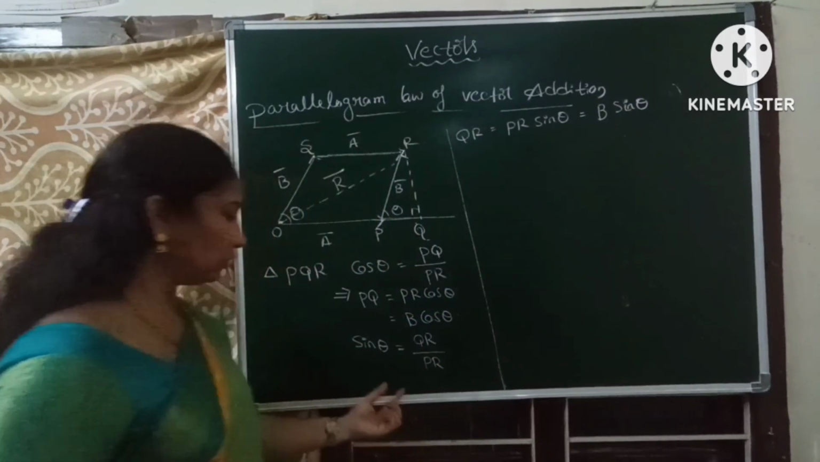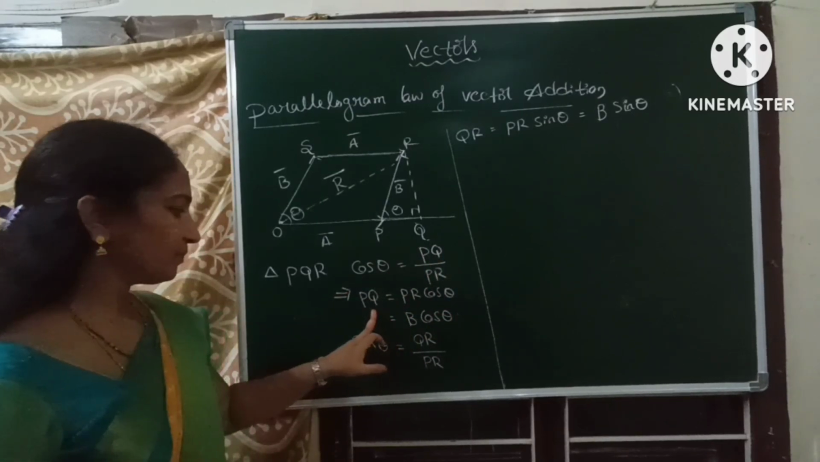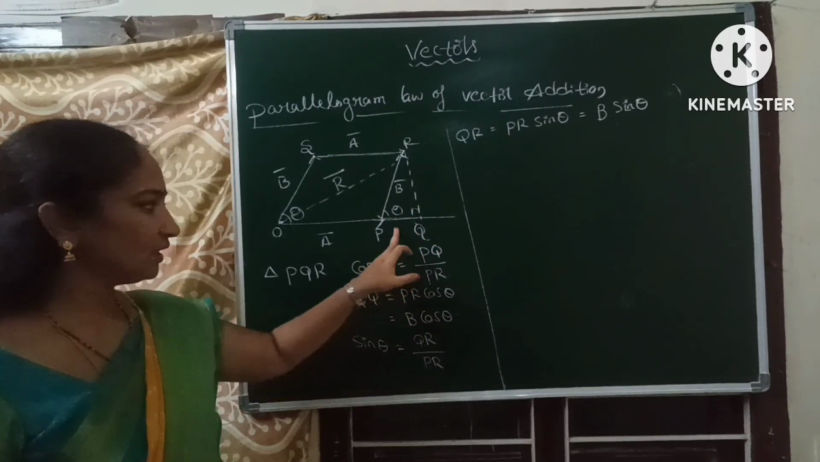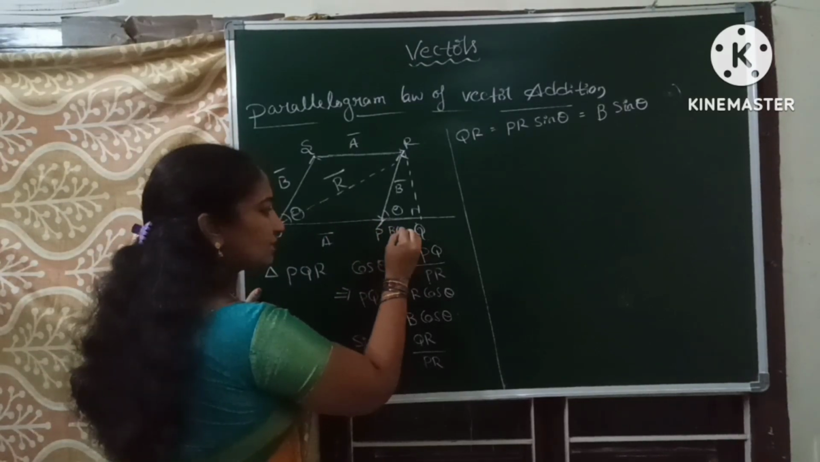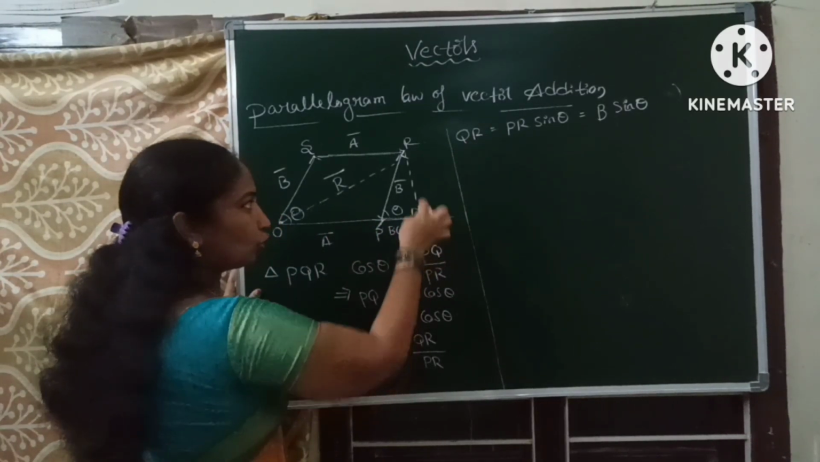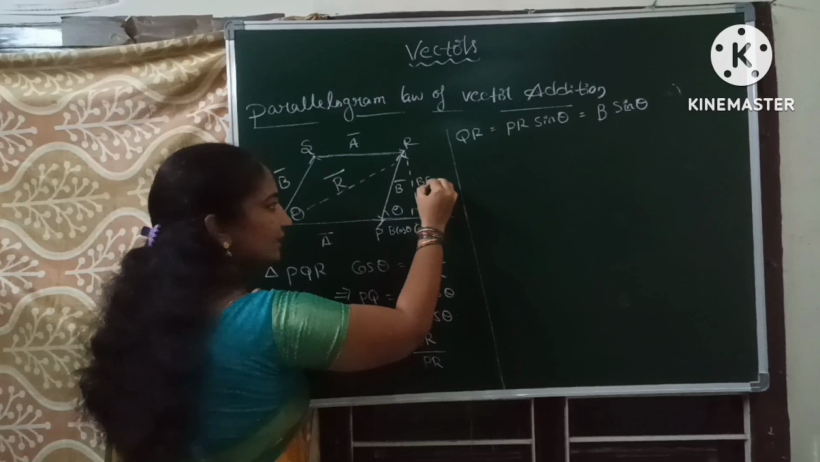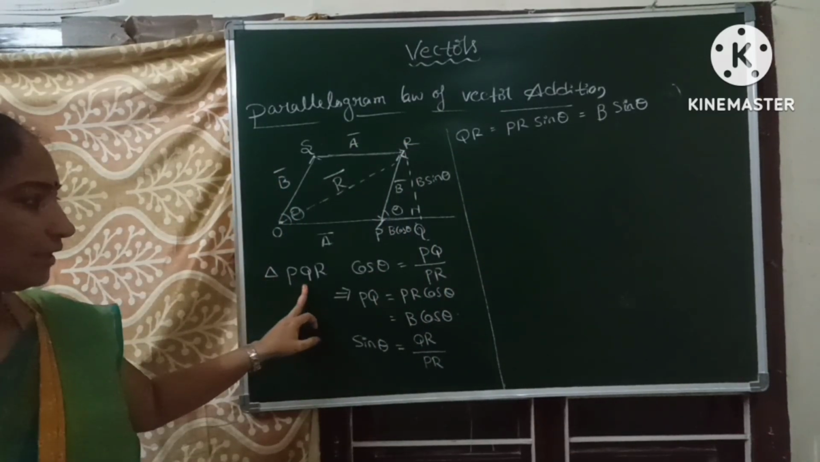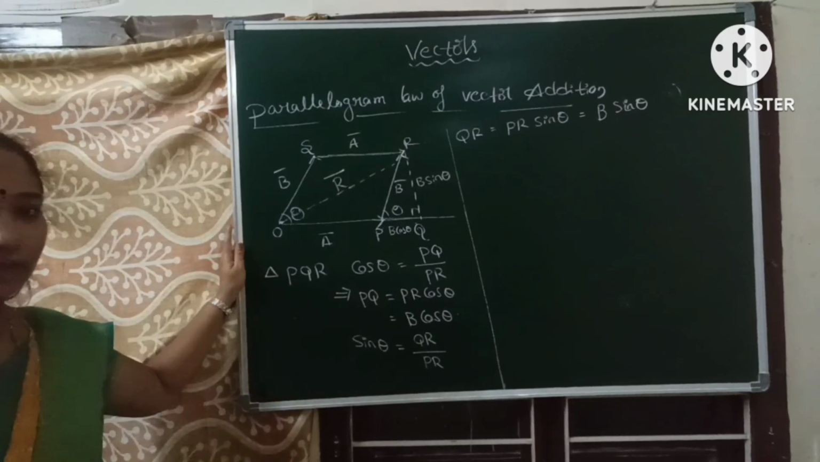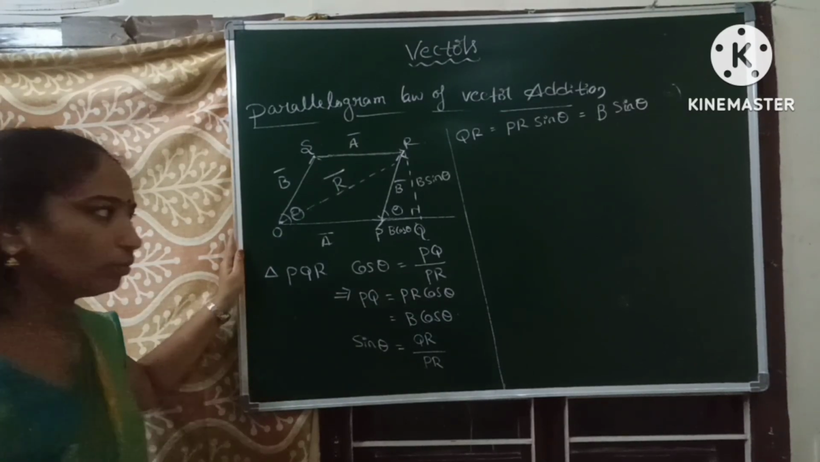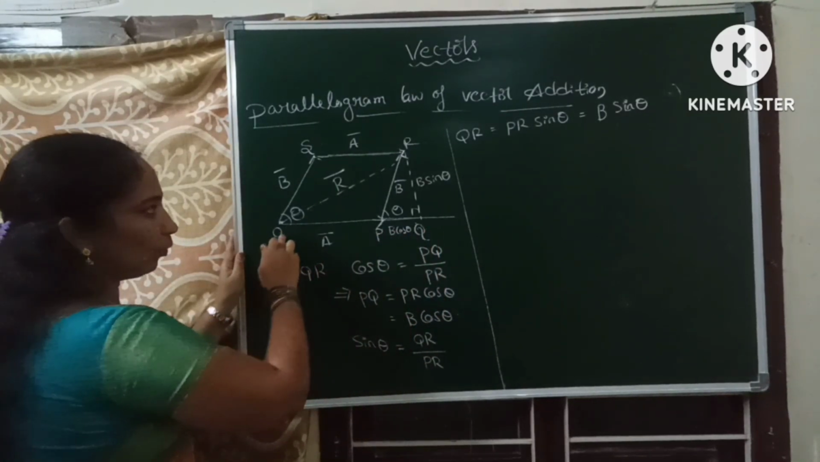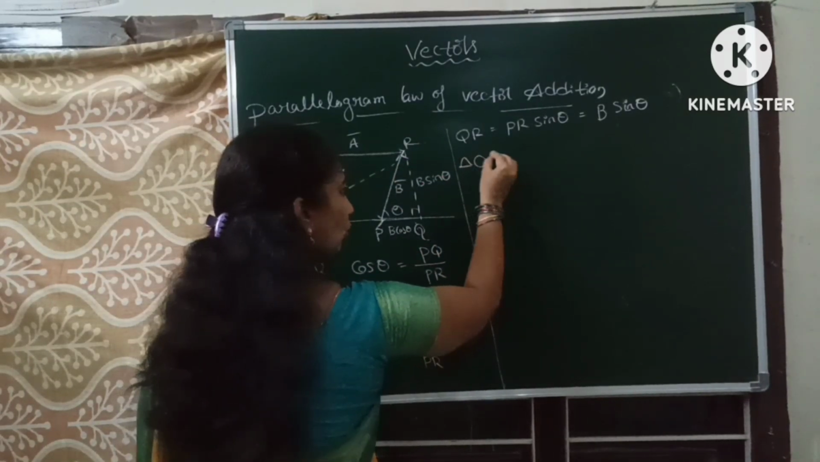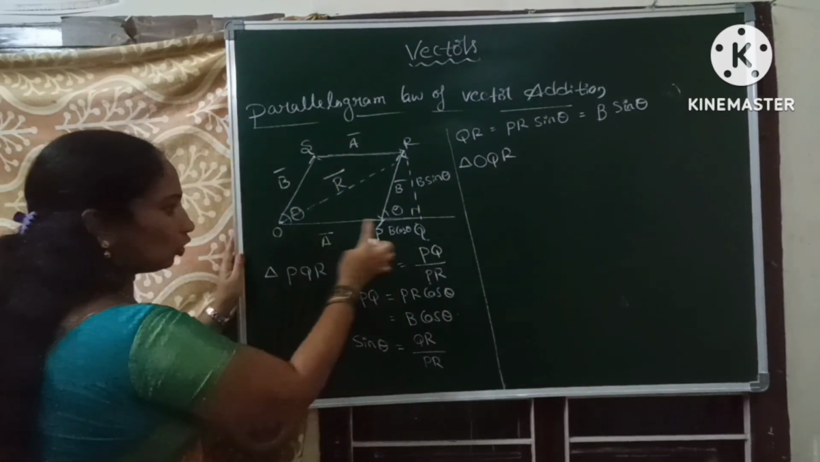So now we have two values. One is PQ value, that is B cos theta. What value did we get? B cos theta. And one more value, QR, that is B sin theta. From triangle PQR we calculate cos theta and sin theta. Now take one more big triangle, OQR. From the triangle OQR.